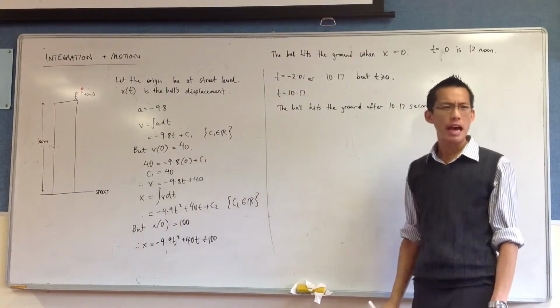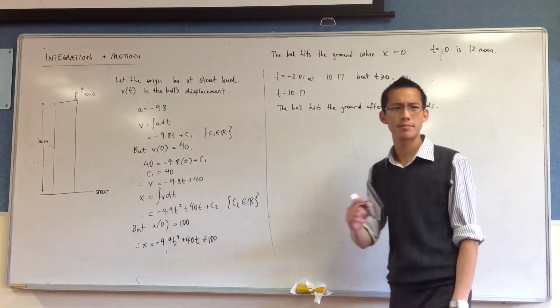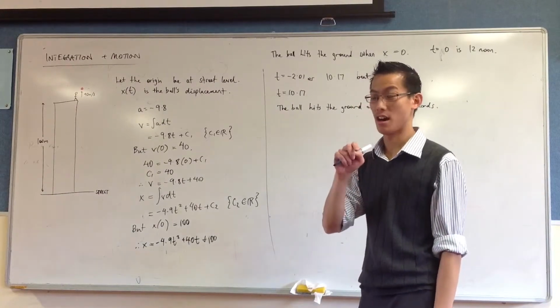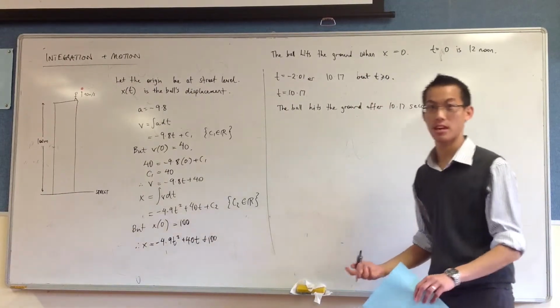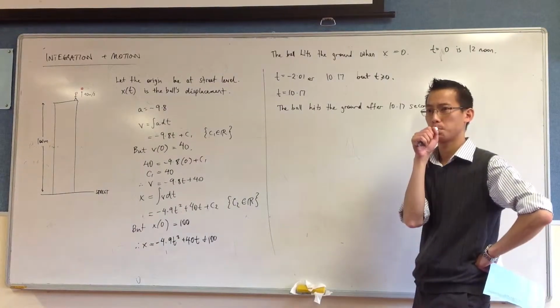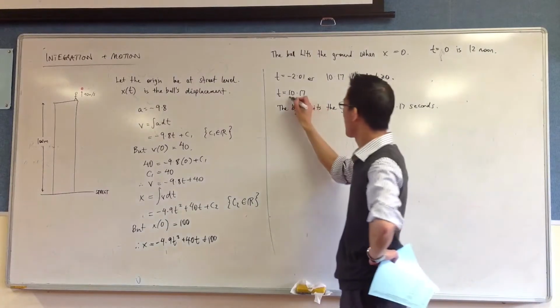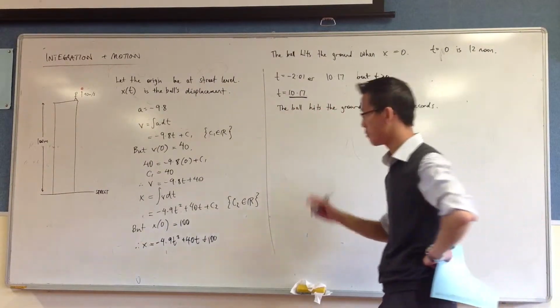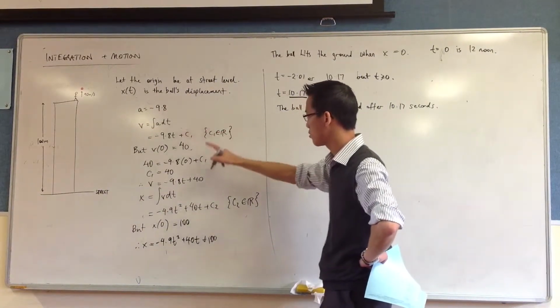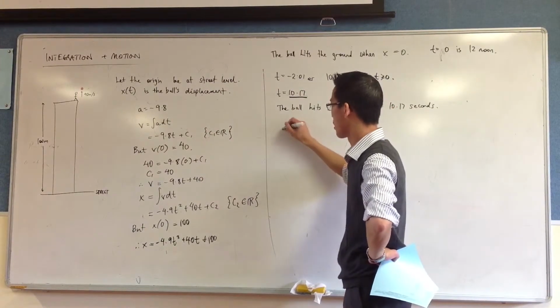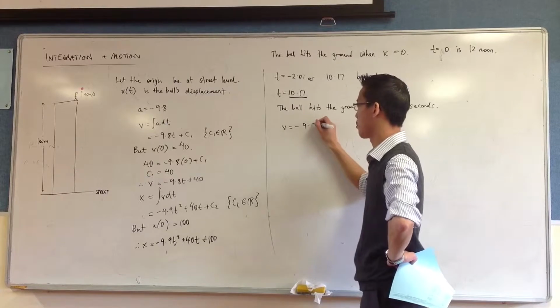Okay, now that was one of the questions. What was the other question? How fast is it going at that time, right? So how do I get that? Solve the time into the velocity function. Good. I'm going to take that 10.17 we just worked out, and I'm going to bring it back to here. So velocity is equal to minus 9.8.